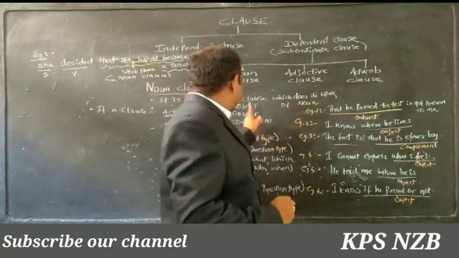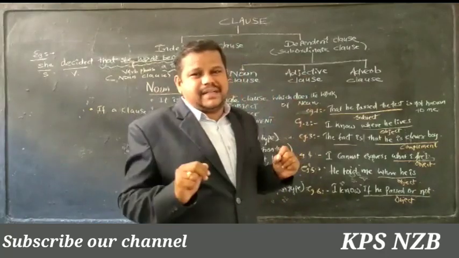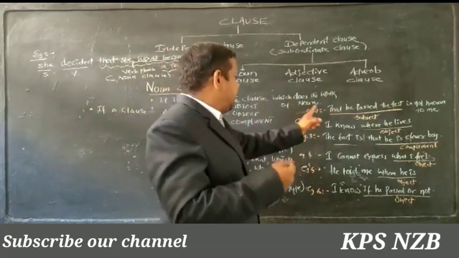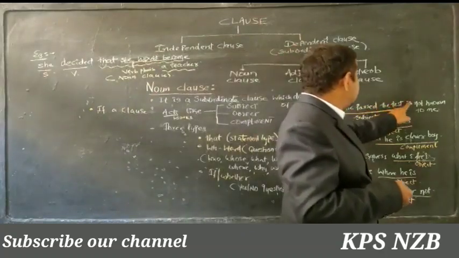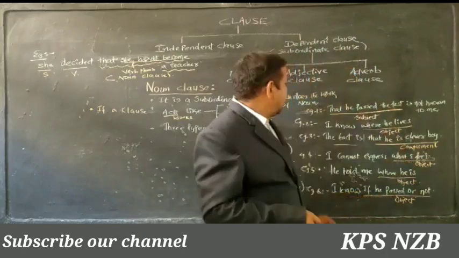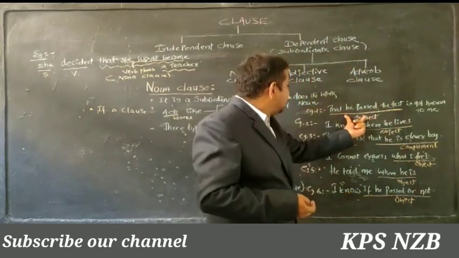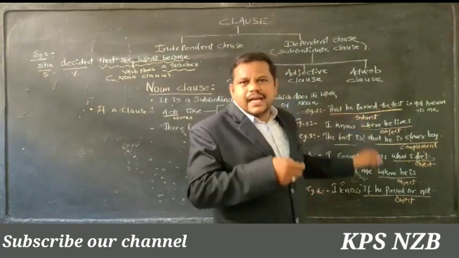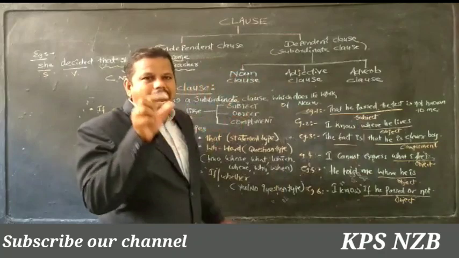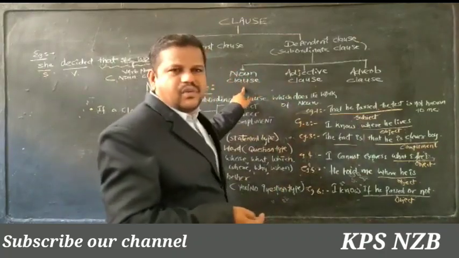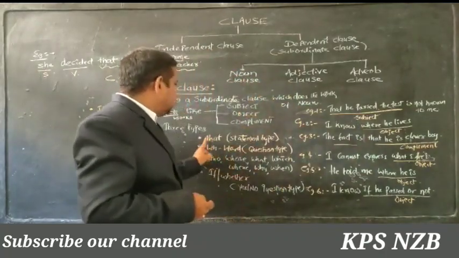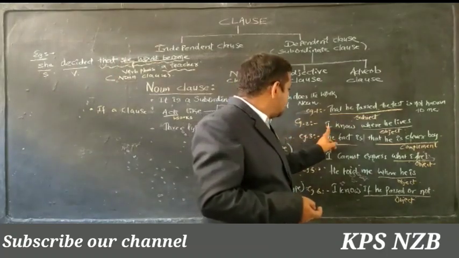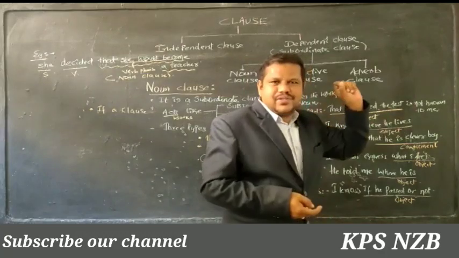Now, the first one, when it is looking like a subject, how does it look in the example? That he passed the test is not known to me. In that, that he passed the test, this first part is what here? Subject. This subject part, the first part, is also called what? Noun class, because that is a statement type. Second one, example number 2. We'll see the example. See now. I know where he lives.